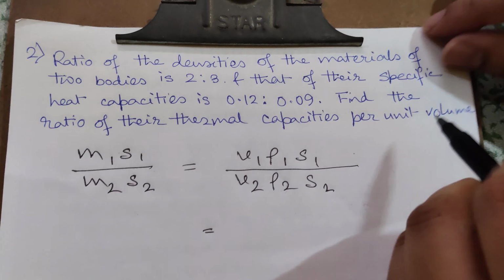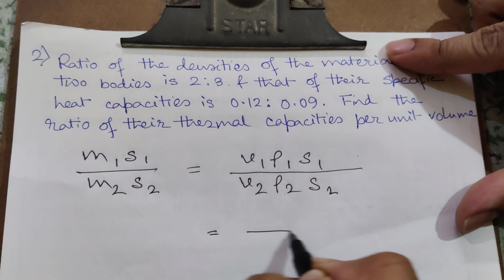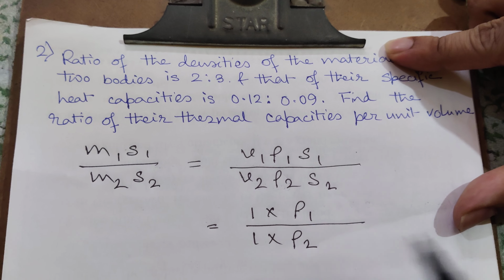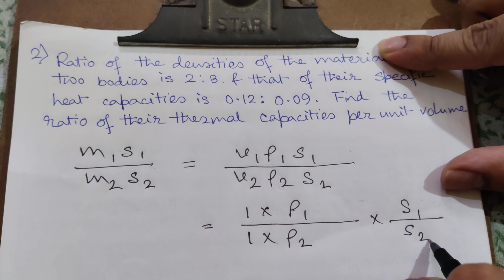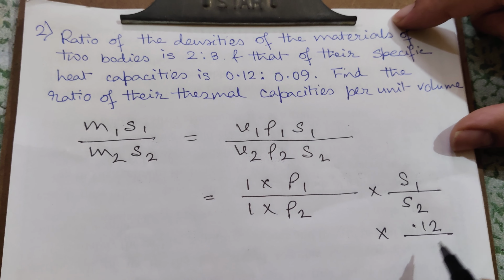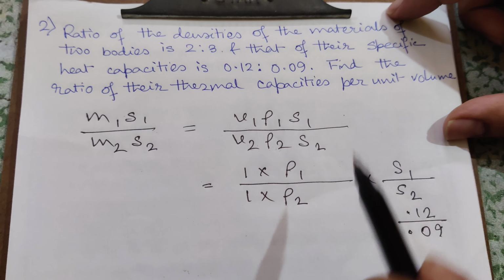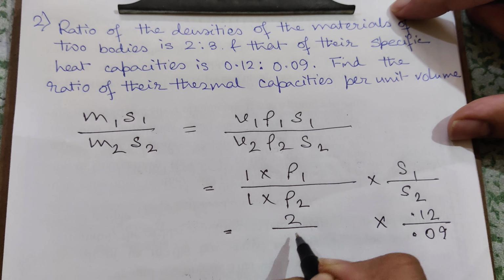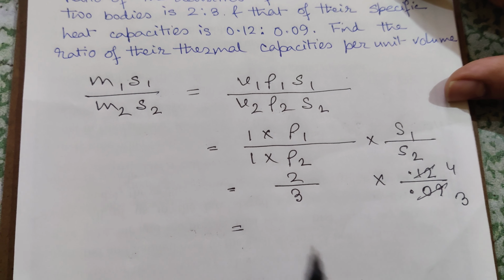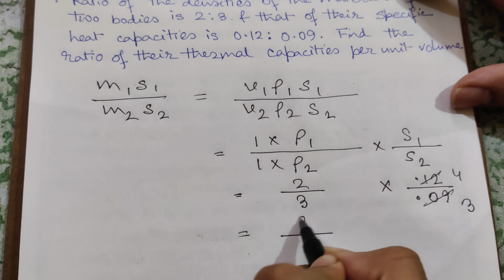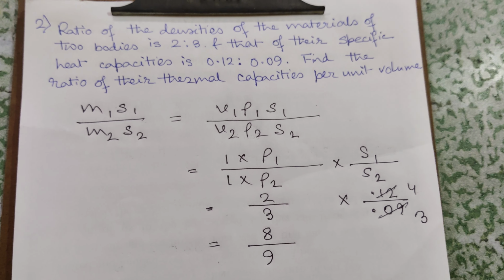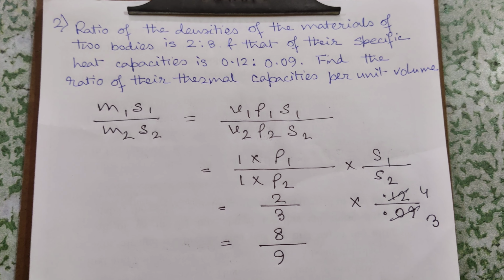Now per unit volume, so V1 and V2 will be equal to 1. Now the ratio of the specific heat capacity is 0.12 by 0.09, and their density ratio is 2 by 3. So from here the ratio will be 8 by 9. This is the ratio of the thermal capacity of the first substance to the thermal capacity of the second substance. Thank you.